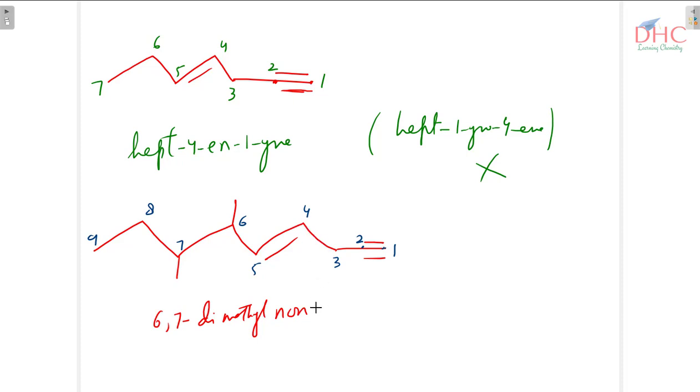Now 4 en, first en comes, after that 1 yne comes. This is how you name these compounds in which we have double as well as triple bonds.